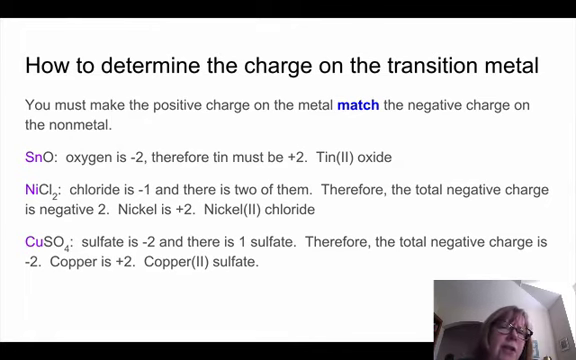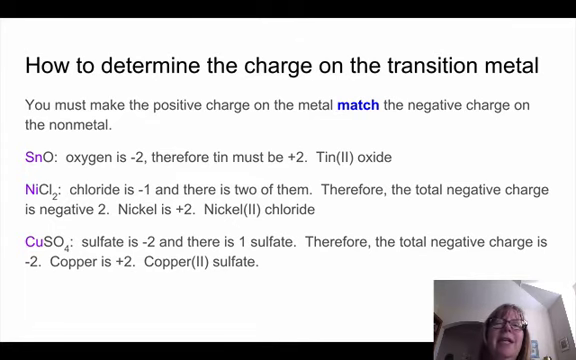What's the charge on sulfate? Look on your sheet. It's -2. So we have 1 sulfate, not 4. We have 1, and it has a -2 charge. So copper's positive charge has to match the negative charge. So this is copper(II) sulfate.